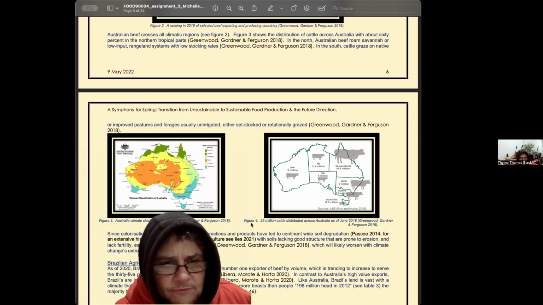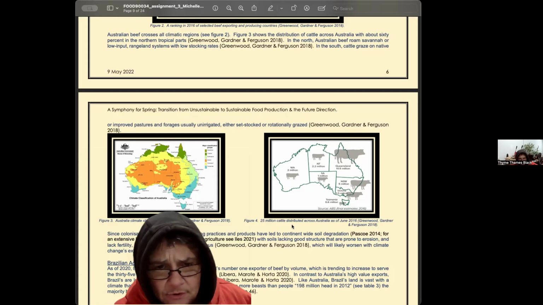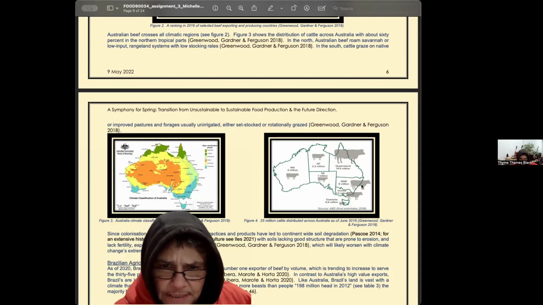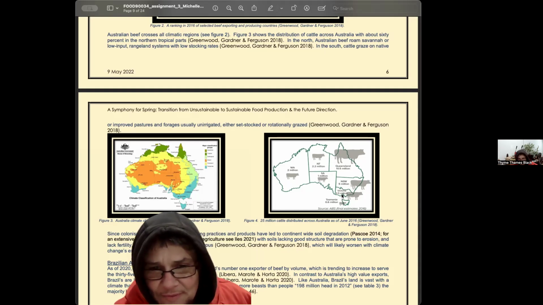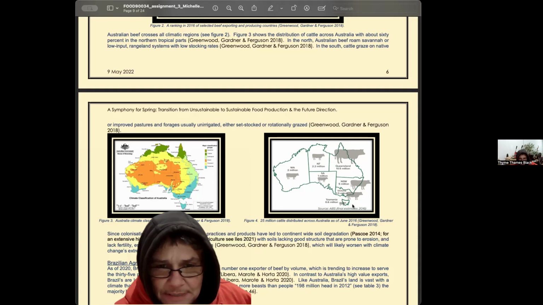Figure 4, 25 million cattle distributed across Australia as of June 2016. 2 million in WA, 2.2 million in Northern Territory, 1 million in South Australia, 10.5 million in Queensland, 5 million in New South Wales, 3.5 million in Victoria, 0.6 million in Tasmania.